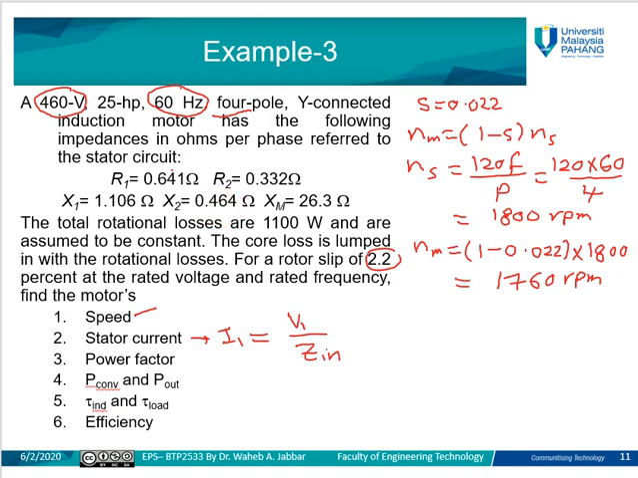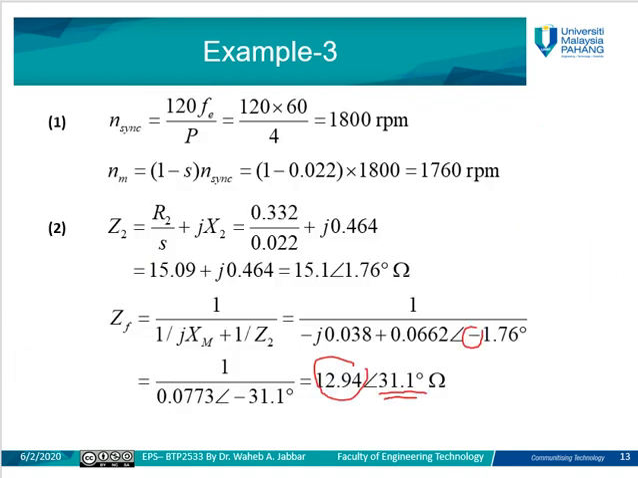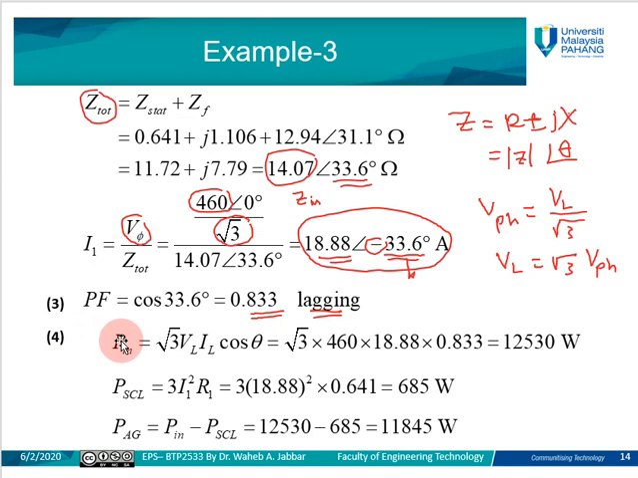Okay, so here the question says, find the P converted and P out. In order to find the P converted and P out, we have the input power here. We can calculate the input power from the given voltage and the calculated current. The given voltage is 460, and the formula, as we said before in the power flow graph, is root 3 VL IL cosine theta. So we have root 3 here. This is the VL, meaning the line voltage, which is the three-phase voltage.